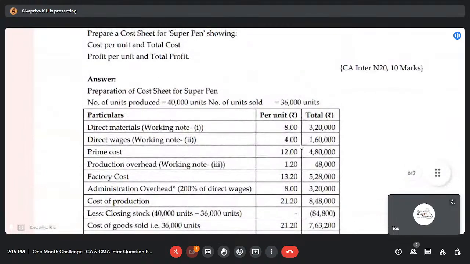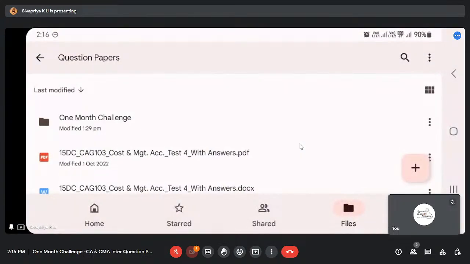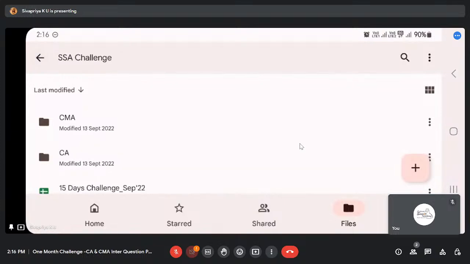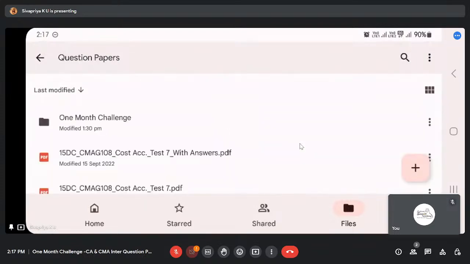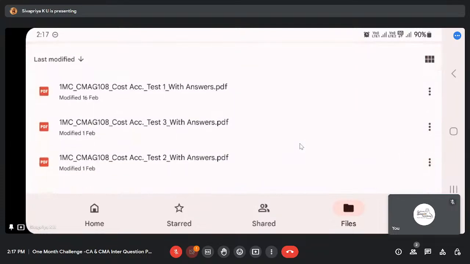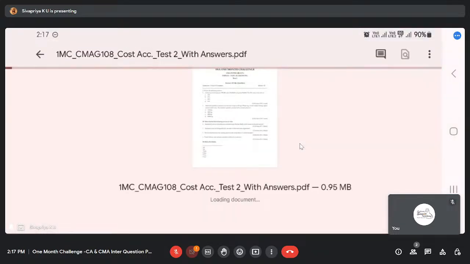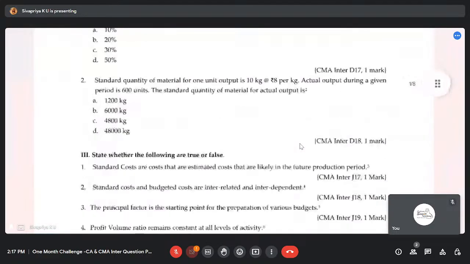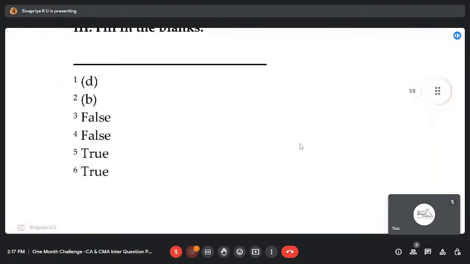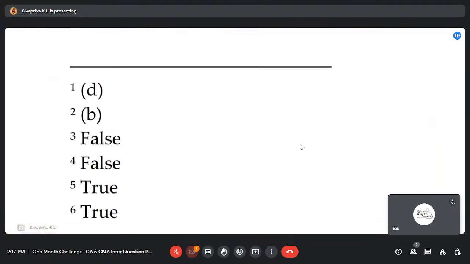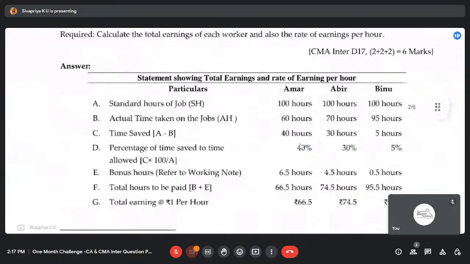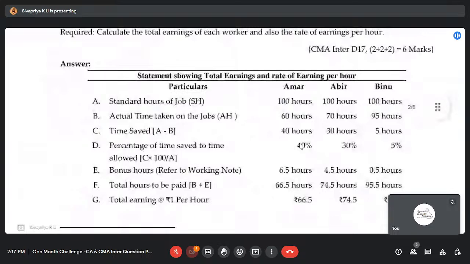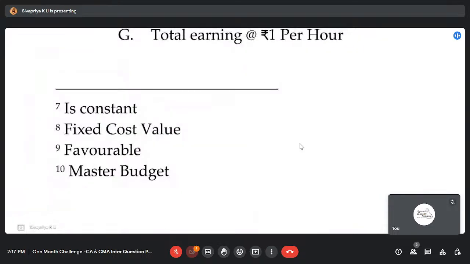The next is for CMA. Paper 8, Cost Accounting, Test number 2. For the choose-the-answer questions, first is D, next is B. For true or false, first is false, false, true and true. With respect to fill in the blanks, it is constant, fixed cost value, favorable, variance and master budget.